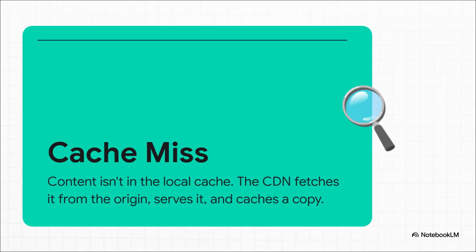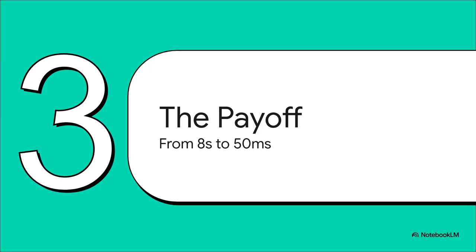Yeah, that first customer has to wait a little longer. But here's the magic part. The Tokyo store now keeps a copy, so the very next person who wants that same book gets it instantly. So we get the problem, we get the bookstore solution, but what's the actual payoff here?